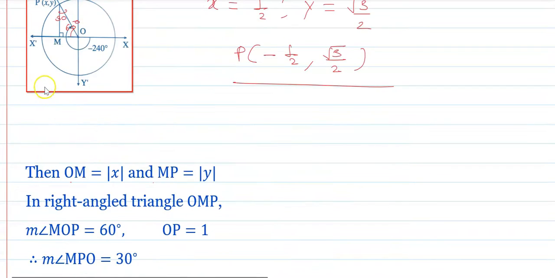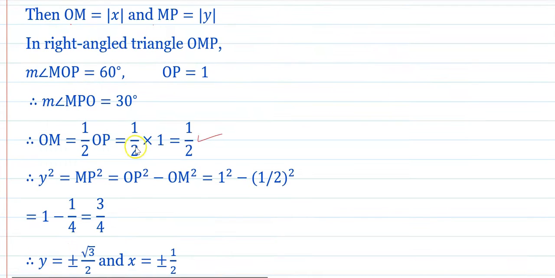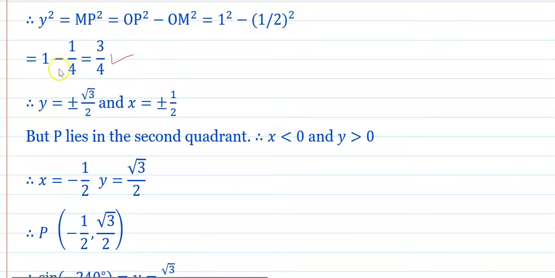Again by the Pythagoras, y square is equal to PO square minus MO square, that is 1 square minus 1 upon 2 bracket square. 1 minus 1 by 4 is equal to 3 by 4. Hence y square is equal to 3 by 4, y is equal to plus or minus root 3 by 2, and hence x is also plus or minus 1 upon 2.